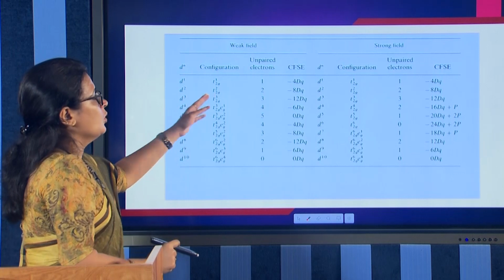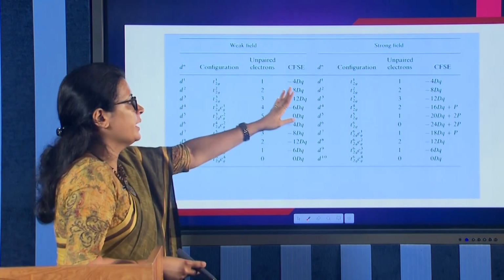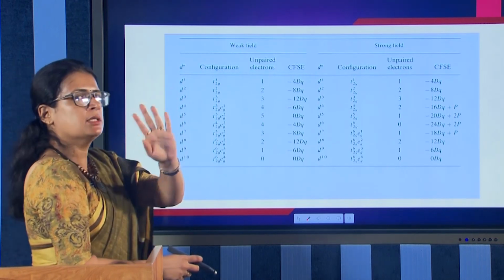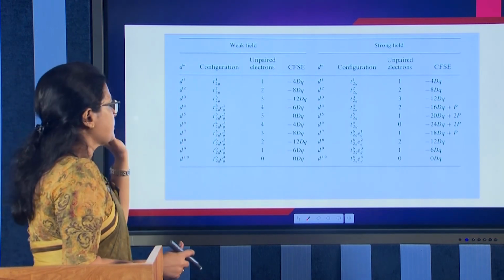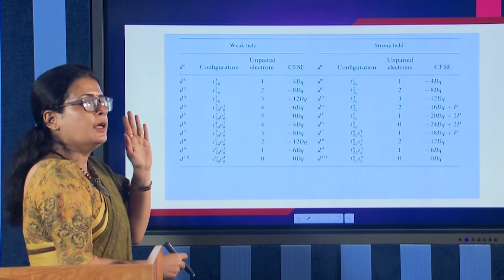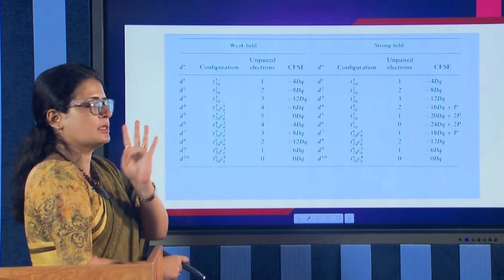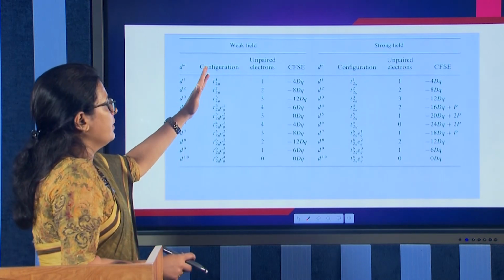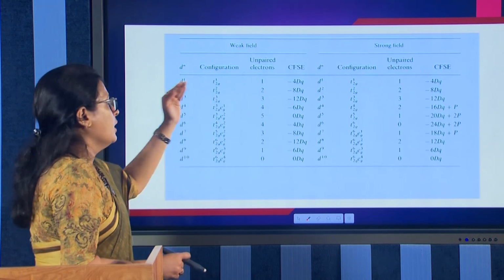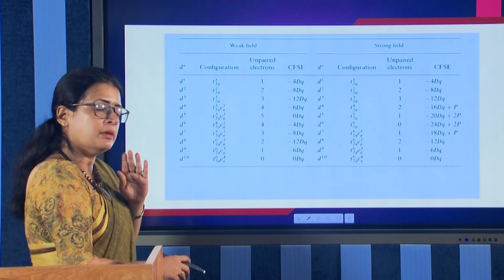In D2 also the situation is the same. There is no change between weak field and strong field, because we are just simply filling the electrons. In D3 also the situation is the same, because there are 3 T2G orbitals, 1, 2, 3, and they will be filled like this only. So whether it is weak field or strong field, for D1, D2, D3 the crystal field stabilization energy will be the same.